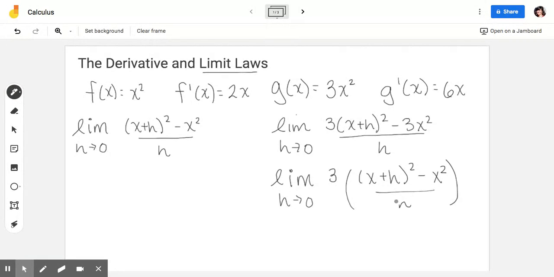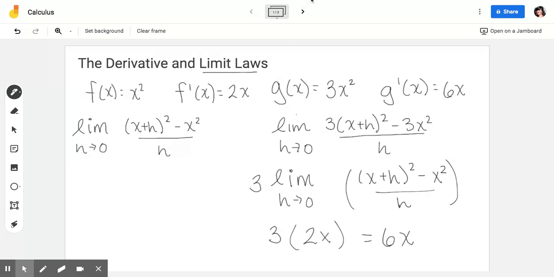Okay, and then just like we saw on that other slide, we can bring this 3 out here, and I'm just going to erase it and move it so that I don't run out of space. So I can multiply 3 by this limit. Well, now this limit right here is this limit right here. And since we know that this is 2x, we know that this whole thing is 2x multiplied by 3, which means that it is 6x.